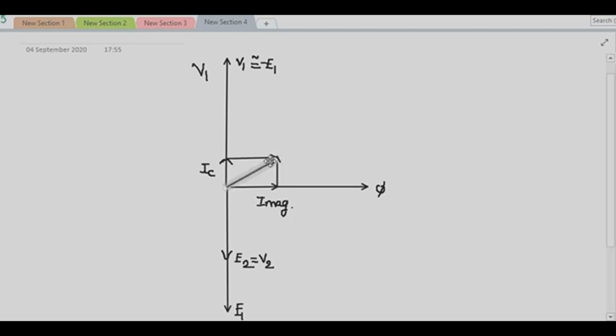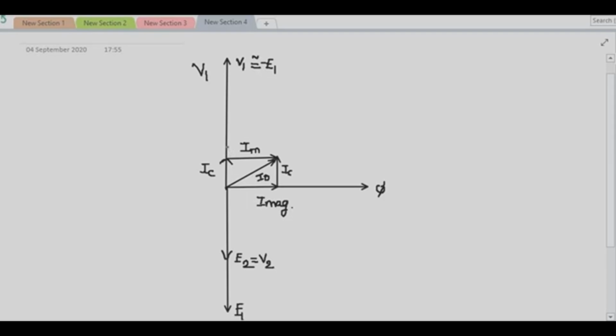I will get the no load current I0. So this is your I0. So this is your IC. So this is also IC, which is parallel to this, and as this is the magnetizing component of no load current, this is IM, that is the magnetizing component, right?